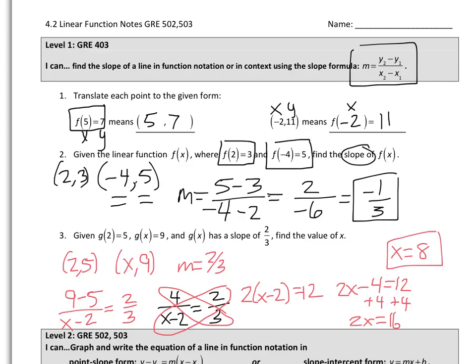So really the important part is right here, being able to set up the equation and then remembering to distribute the 2.